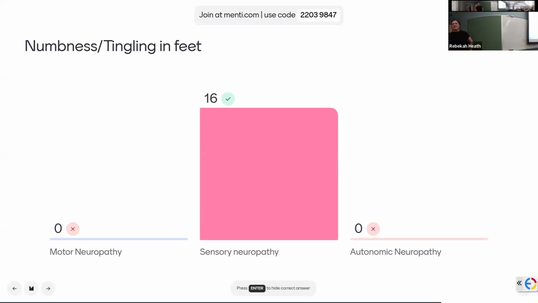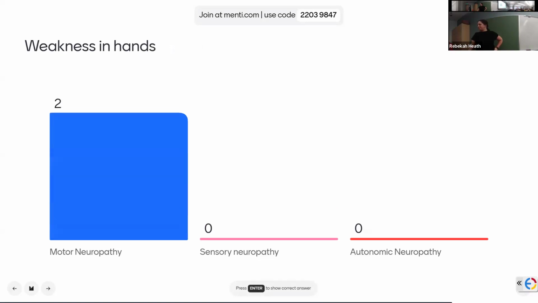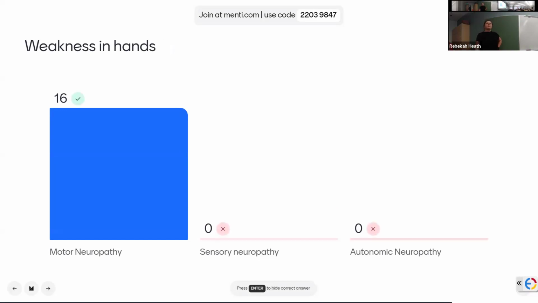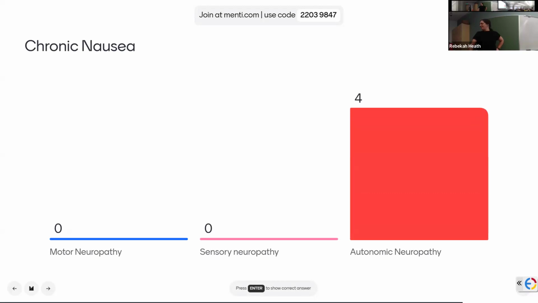Yep, it is sensory neuropathy, right? That numbness and tingling is part of the sensory system. What about if we have weakness in our hands? Yeah, it's motor. It's from weakness in the muscles. And then the next one, I know it's going to be so hard, chronic nausea. Ah, got it. Autonomic neuropathy.